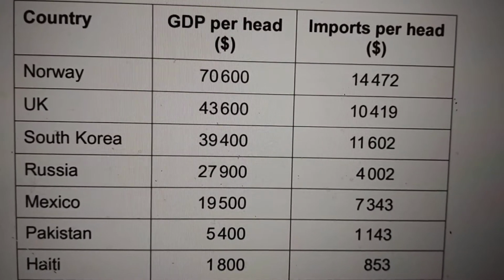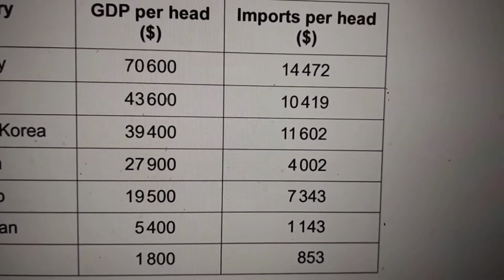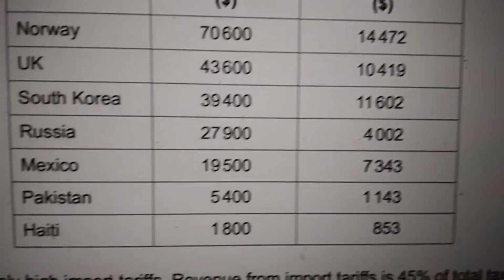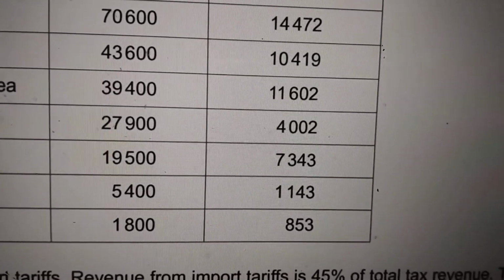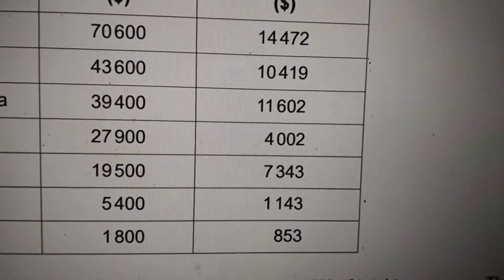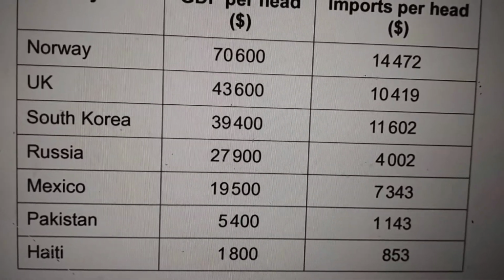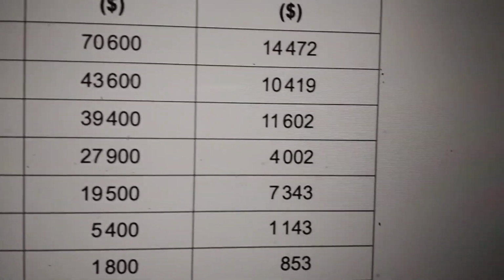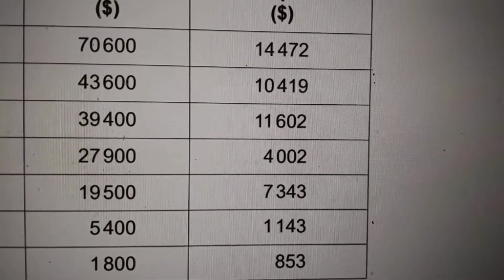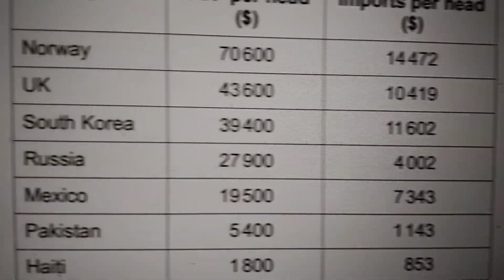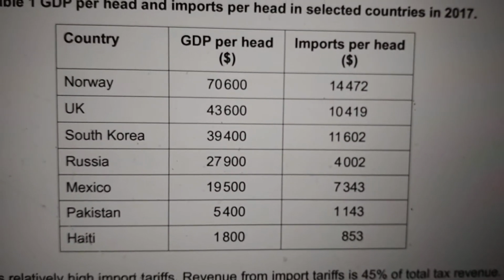Russia is getting 27,900 GDP per head, but the imports per head is comparatively low. Haiti, although the GDP per head is very low, is also spending low. So that was something else. Mexico we have to consider. Mexico is 19,500, and imports per head is still very high. So it means that it is going to be an exceptional value. Which one? Mexico. So compare Russia and Mexico, you will get the idea that they are not following the generalization.